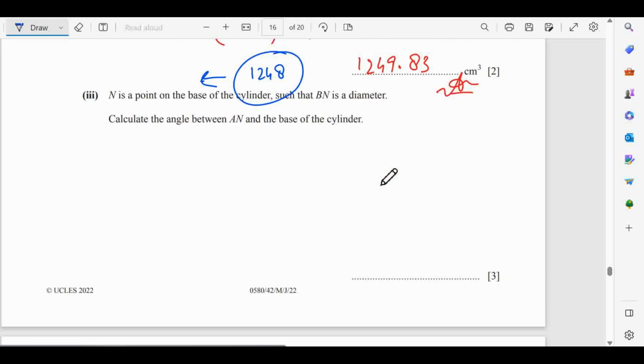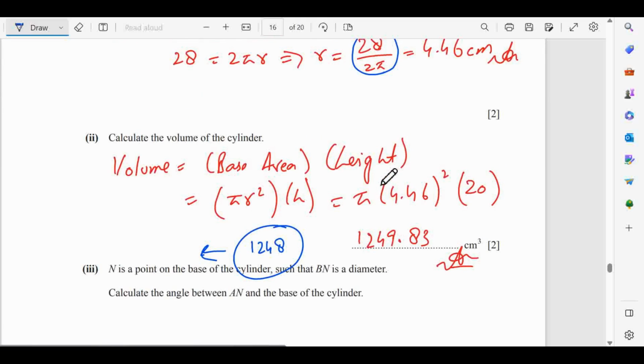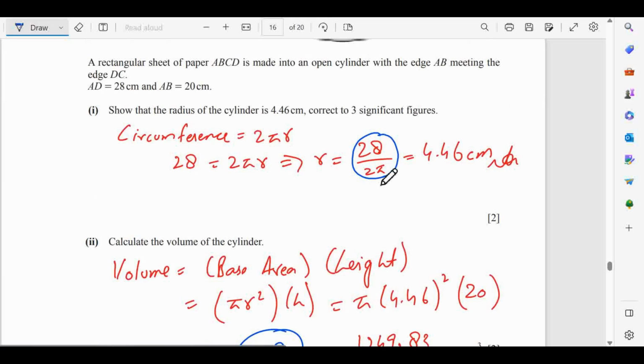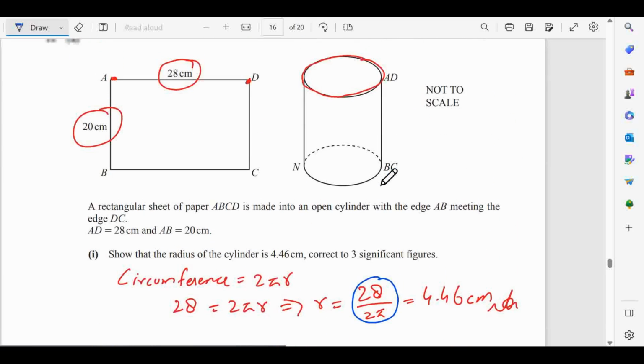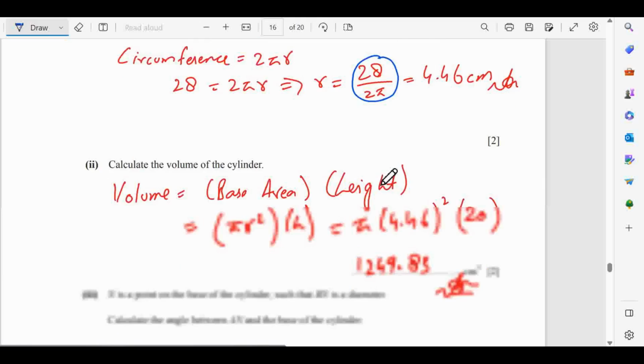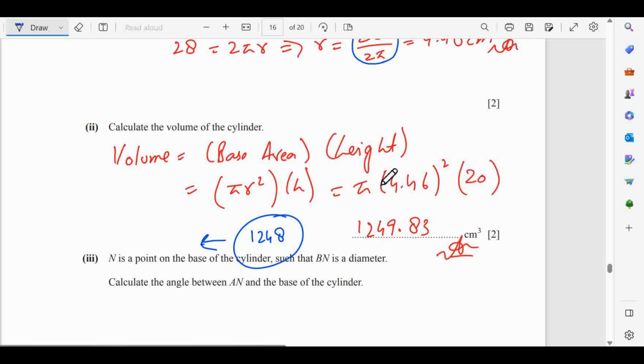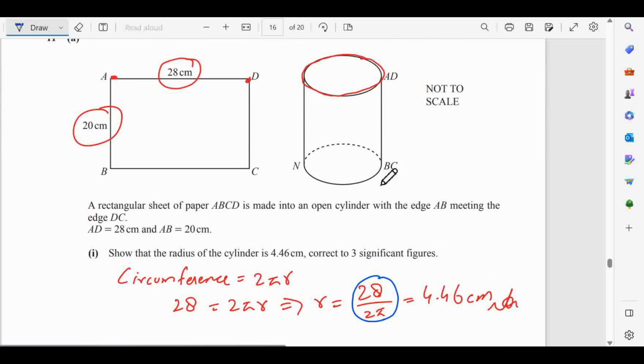Now N is a point on the base of the cylinder such that BN is a diameter. Yes, okay, so it means that this is a diameter of this circle.